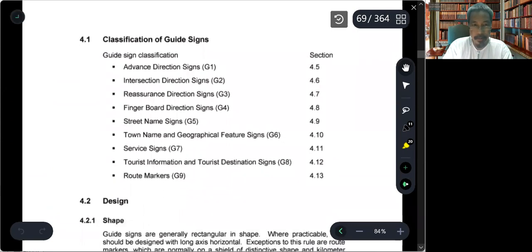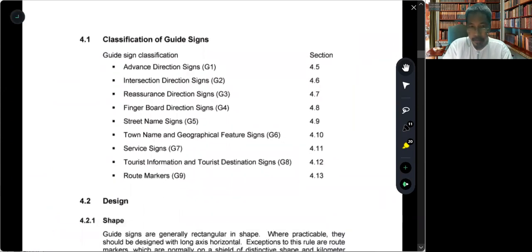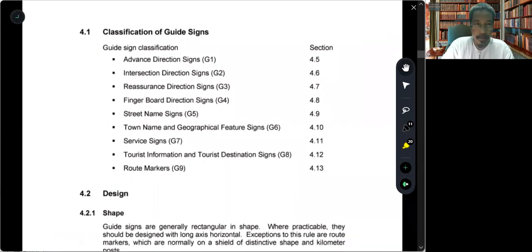Classification of guide signs. There are 9 classifications of guide signs. We have G1 advanced direction signs. We have G2 intersection direction signs. G3 reassurance direction signs. So these G1, G2, G3 are the signs that are installed before, at, and after the intersection. And we have fingerboard direction signs, G4. G5 are street name signs. Very important to have those street signs.